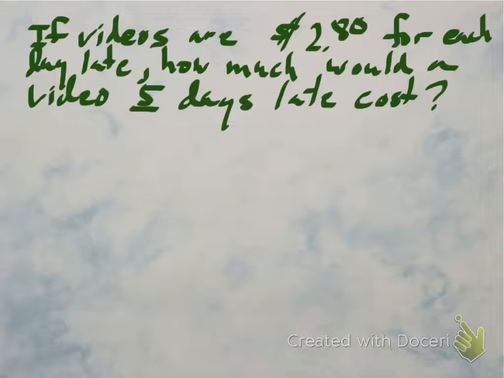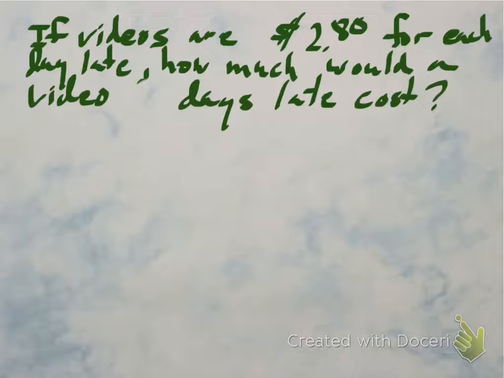We can also use distributive property for word problems. So here's another one that it's not such an easy problem. I actually took this one out of the book. Suppose videos are $2.80 for each day late. How much would a video that is 5 days late cost? Well, if you know your tricks were multiplied by 5, you can probably figure out that this is $14 pretty easy. You just take half of the 280 and add a 0.